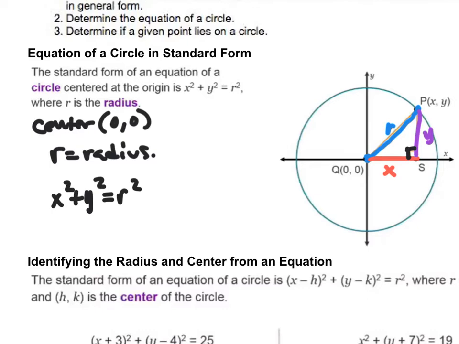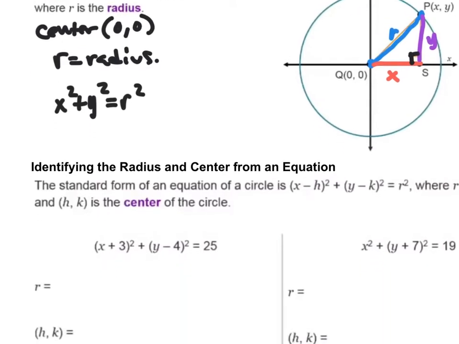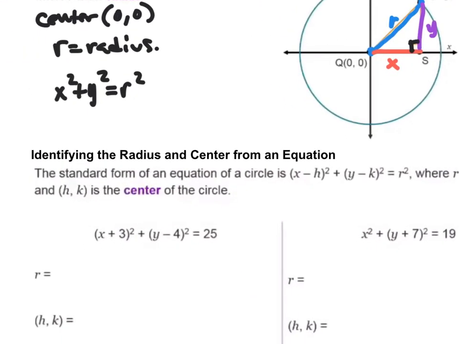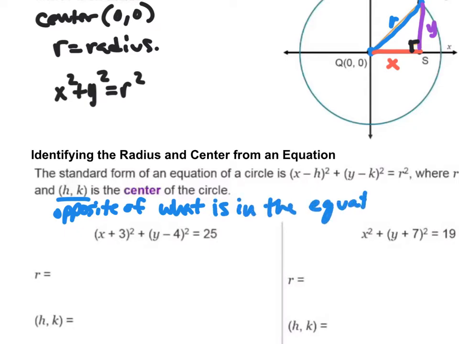So when we have these circles, we can identify the center and the radius from them. They come in this standard form where you have (x minus h) quantity squared plus (y minus k) quantity squared, and that's equal to r squared, where r is the radius and (h, k) is the center. Now remember that if you look at this, h and k are opposite of what is in the equation. And I'll show you what I mean by that in a second.